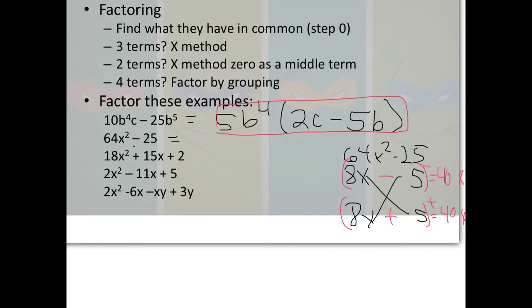Okay, so my answer to this is 8x. That is an 8, folks. Trust me. 8x minus 5, 8x plus 5. There. Okay, so 8x minus 5, 8x plus 5 are the factored form of that. Okay. Second one, or third one, that is a trinomial. Let's factor that trinomial using the x method. So 8x squared. By the way, if you do step 0, do they all have something in common? No.